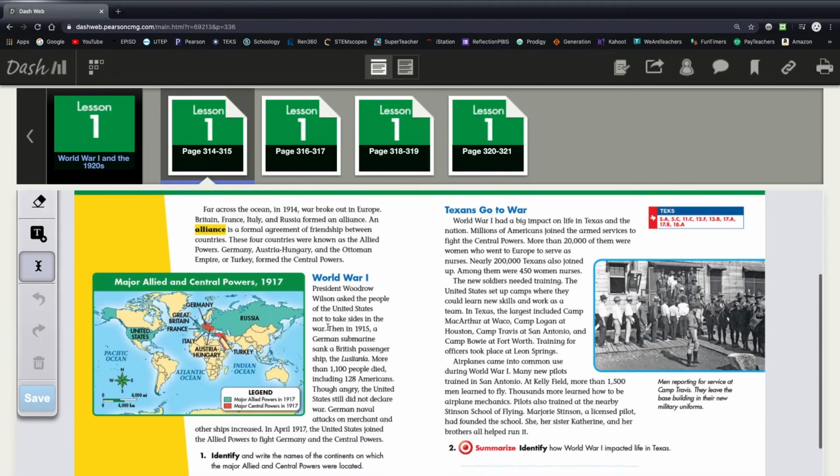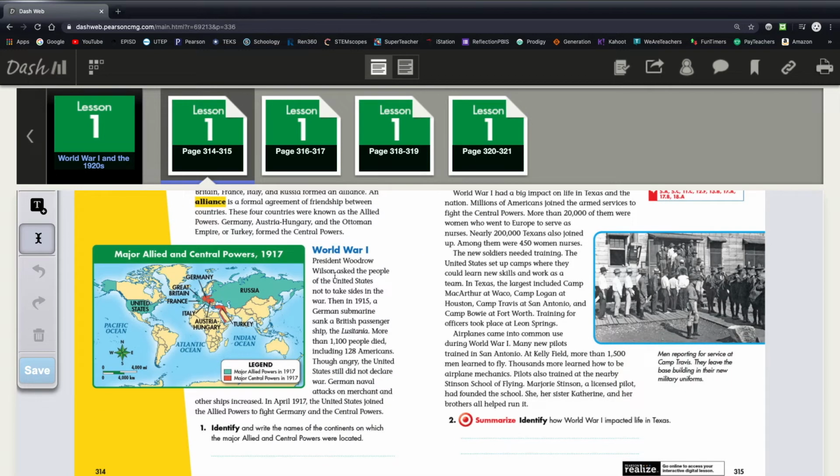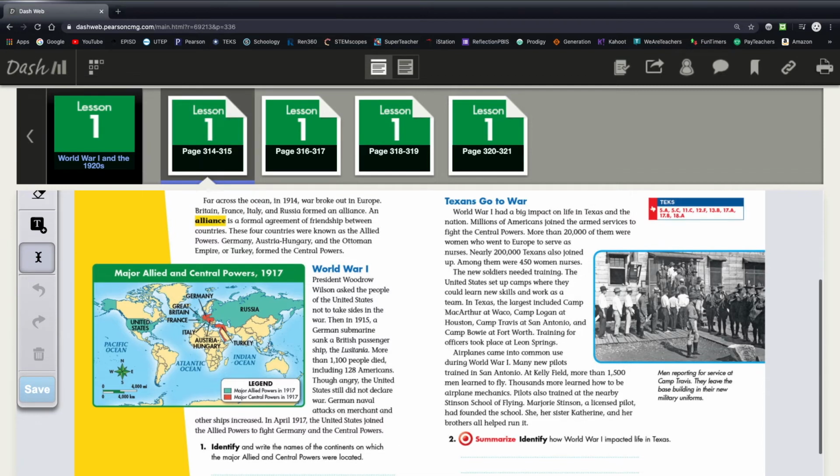World War I. President Woodrow Wilson asked the people of the United States not to take sides in the war. Then in 1915, a German submarine sank a British passenger ship, the Lusitania. More than 1,100 people died, including 128 Americans. Though angry, the United States still did not declare war. German naval attacks on merchant and other ships increased. In April 1917, the United States joined the Allied powers to fight Germany and the Central Powers.